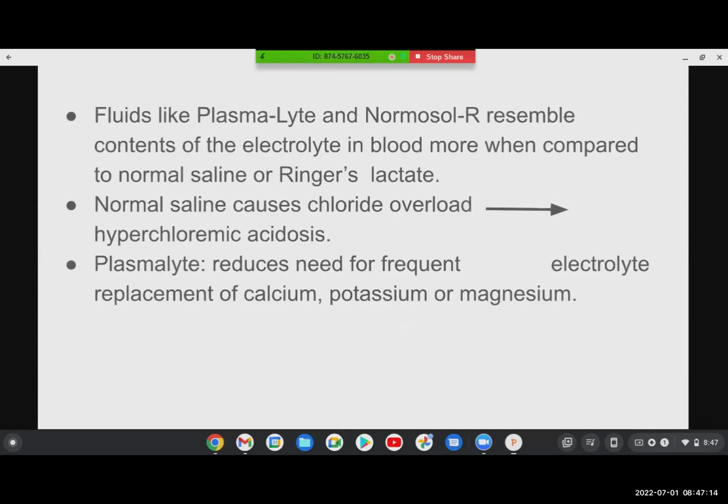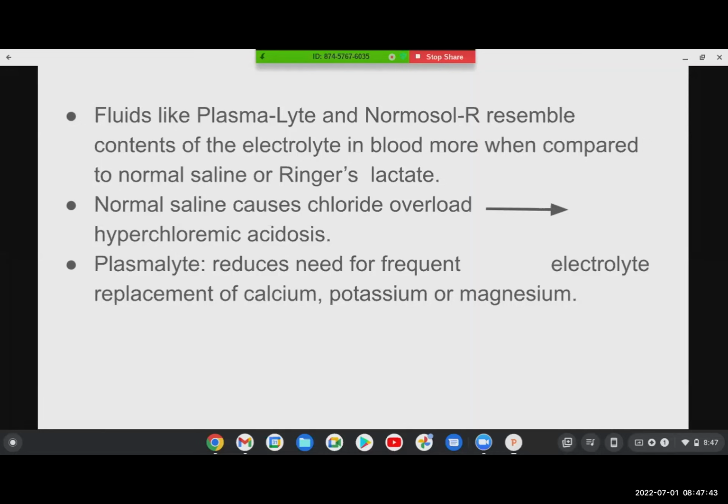So we have lots of fluids, like normal saline and ringer lactate, which are primarily used in a lot of hospital situations. Fluids like Plasma-Lyte and Normosol-R have been found to resemble the electrolyte contents of blood more when compared to normal saline or ringer lactate. Normal saline causes a chloride overload by causing a hyperchloremic acidosis.